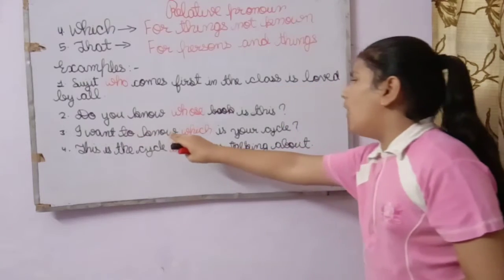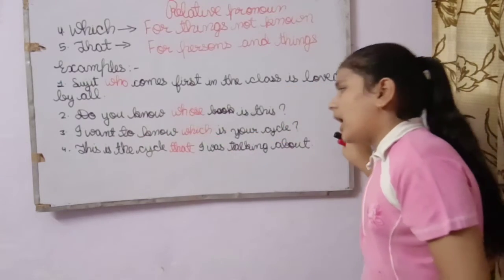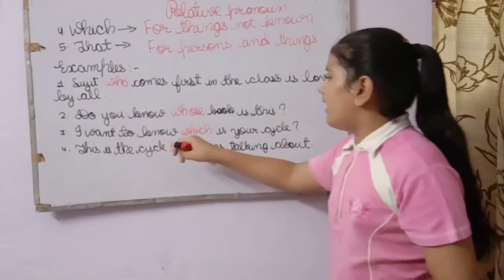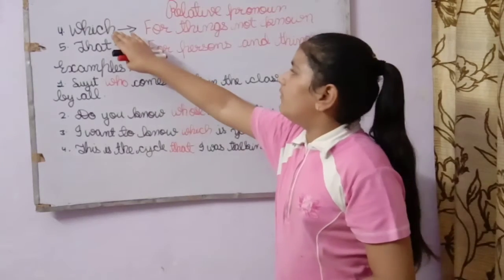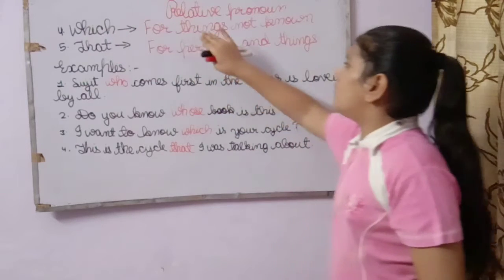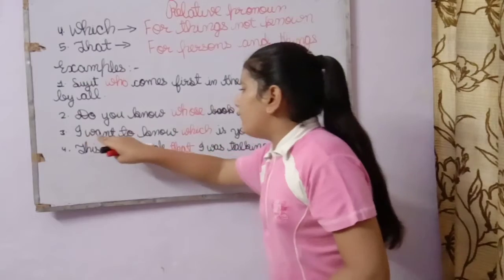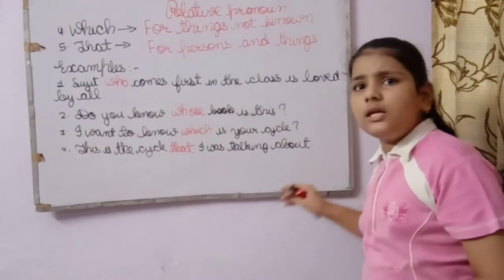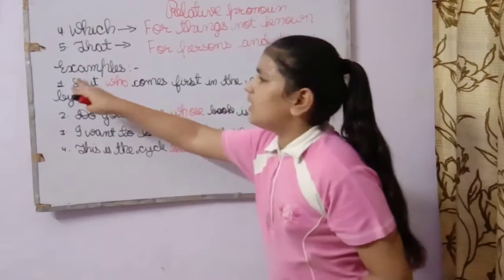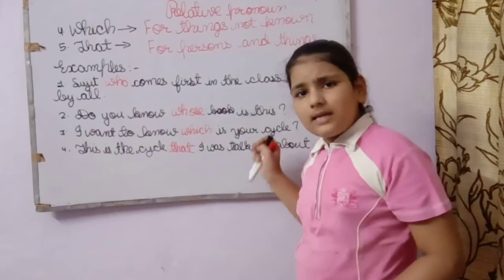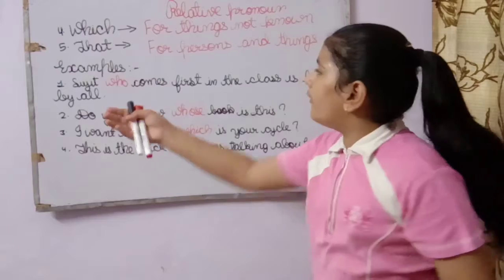I want to know which is your cycle. In this also, you can see why we have used "which". Here we have learned that "which" comes for things which we don't know. And I have written, I want to know which is your cycle. Now, take an example of Sujit: Sujit's cycle. You know Sujit and you have written "who".